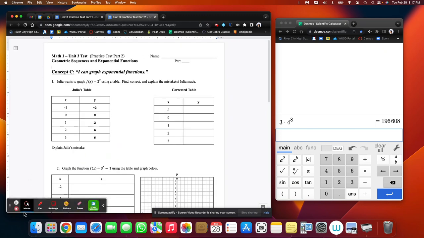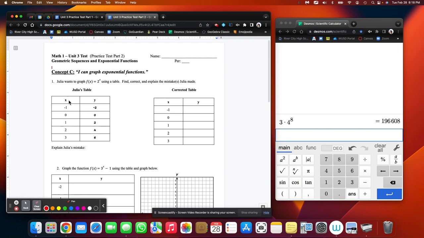All right, so now let's move on to part 2. So concept C is I can graph exponential functions. So number 1 says Julia wants to graph f of x equals 2 to the x using a table. Find, correct, and explain the mistakes Julia made. So let's look and see what Julia did here.